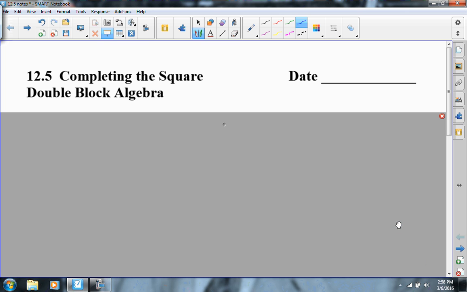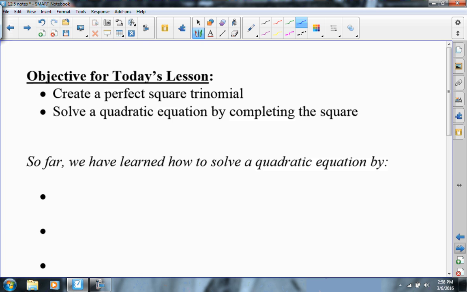These are the notes for section 12.5 entitled Completing the Square. And today we're going to create perfect square trinomials. And then we'll have a quadratic equation that we can actually solve by completing the square.